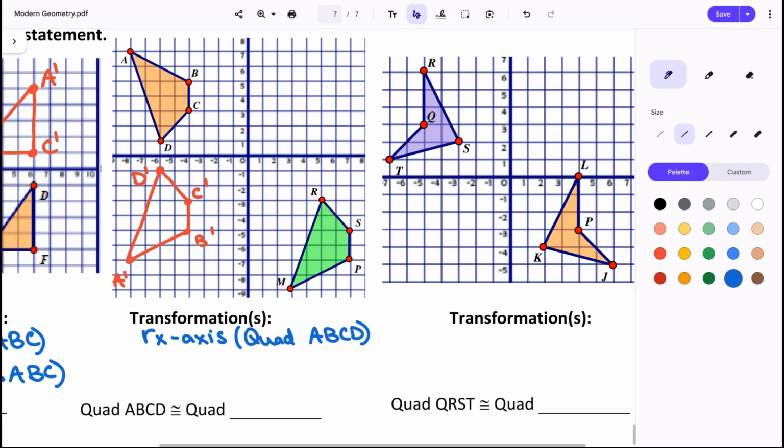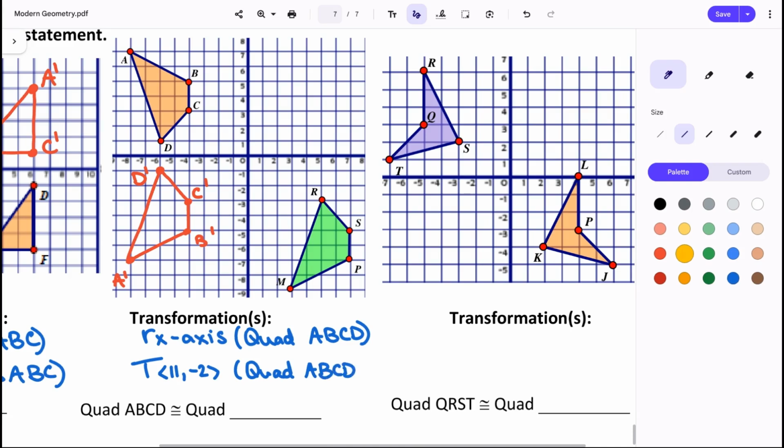Greer? Translate down 2 and then to the right 11. So how would I write that as a vector? Does the 11 or the negative 2 go first? 2, because it's the X. Well, we went right 11 and we went down 2. Oh, 11. So 11 has to go first because that's your X movement. So write 11 and then negative 2. And we're still doing that to quad A, B, C, D.